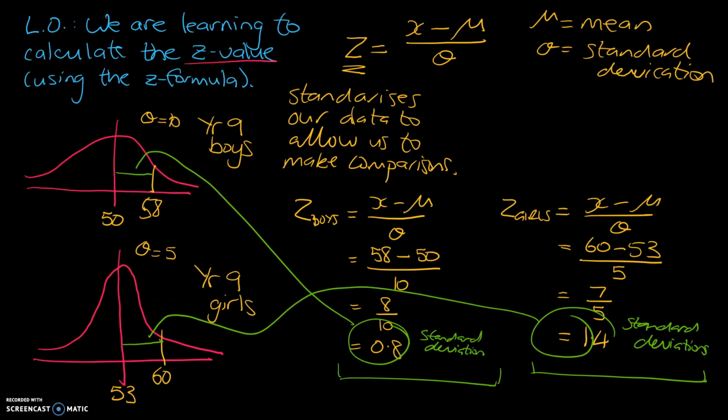So hopefully that makes sense. Just looking to summarize, that Z value, it tells you how many standard deviations away from the mean your data point of interest is, and that allows us to make comparisons and decisions of people.